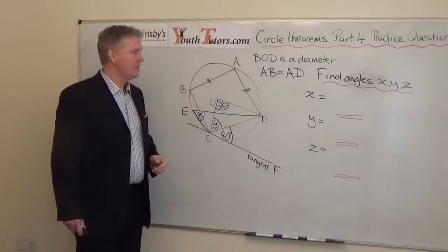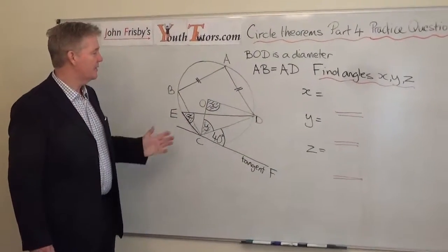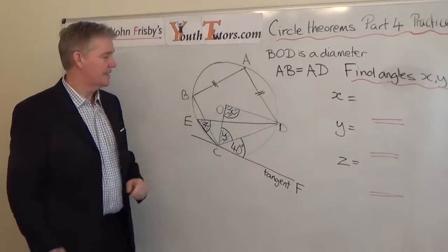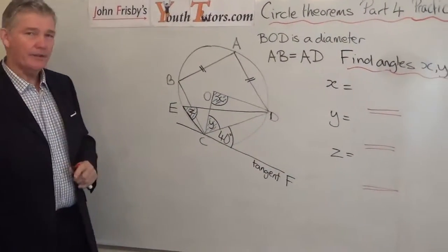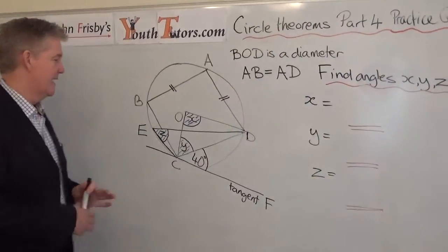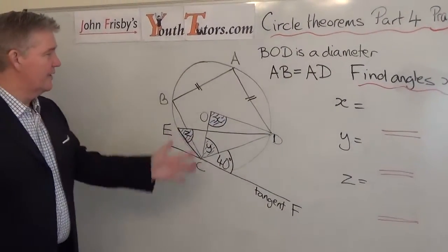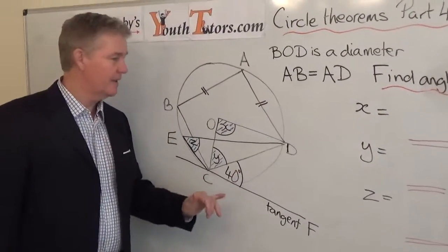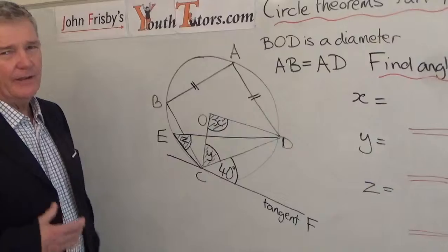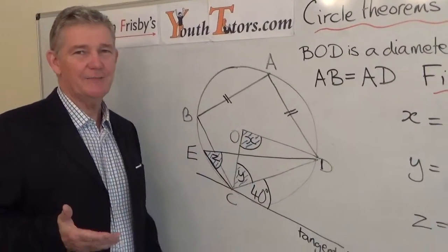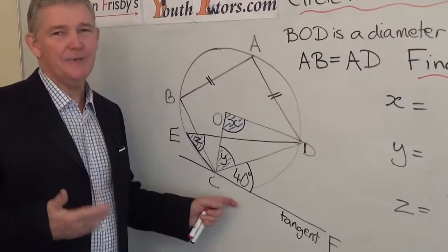I'm going to approach this from the point of view, let's just see if we can work out what we need to know from this diagram. Clearly we need to know these three angles, x, y and z, but let's just look at what we know and see what angles we can find. The first thing is we're given this angle here. This is a very common question for GCSE maths, where they use this particular theorem.